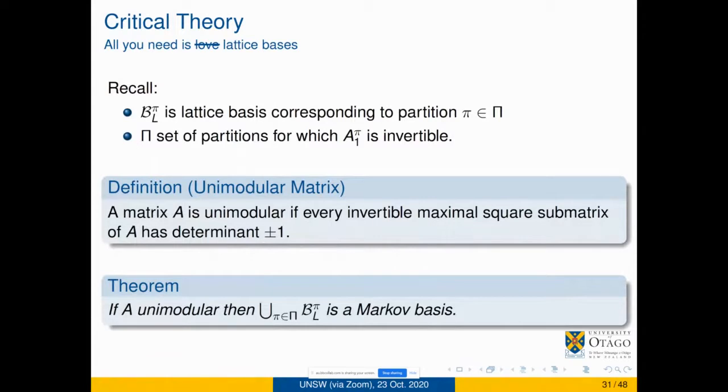Here's some nice theory. All you need is lattice bases. So recall that I've got some lattice bases corresponding to each partition of A. And I'm going to focus for now on cases where A is unimodular. So a matrix is unimodular if every invertible maximal square submatrix has determinant plus or minus 1. This is really nice in terms of the theory, but also widely applicable. Lots of network tomography problems end up giving you a unimodular A. And for example, for all two-dimensional contingency tables, A is unimodular. So if A is unimodular, then the union of those lattice bases is a Markov basis. And that's great because it means I can use the lattice bases as local moves in a dynamic Markov basis sampler.